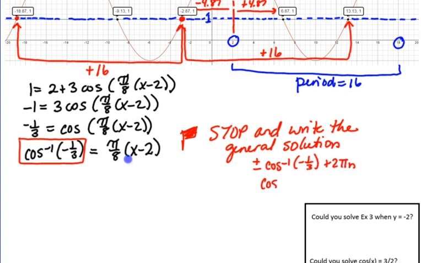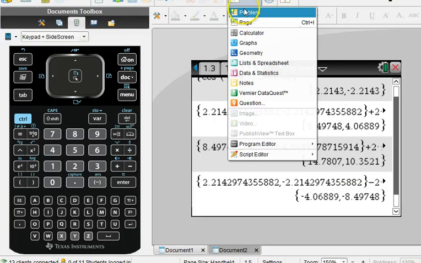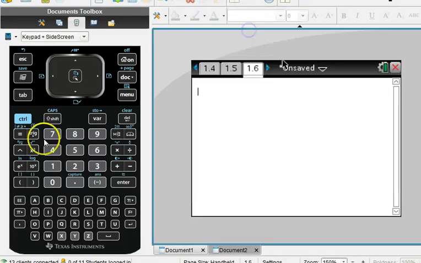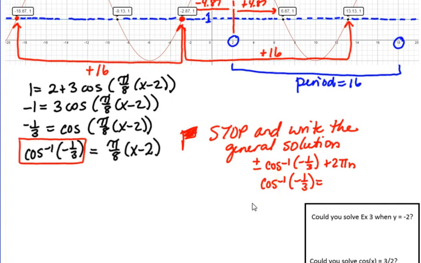So what is inverse cosine of negative 1/3? Let me find that on the calculator. So I'm going to open another window here and find inverse cosine of negative 1/3. Okay, it's 1.91063. Now, I'm going to need to do some more with this in just a minute, but we're just going to go ahead and write that one down for right now. 1.91063. So I'm going to need to know plus or minus that and plus 2 pi n.